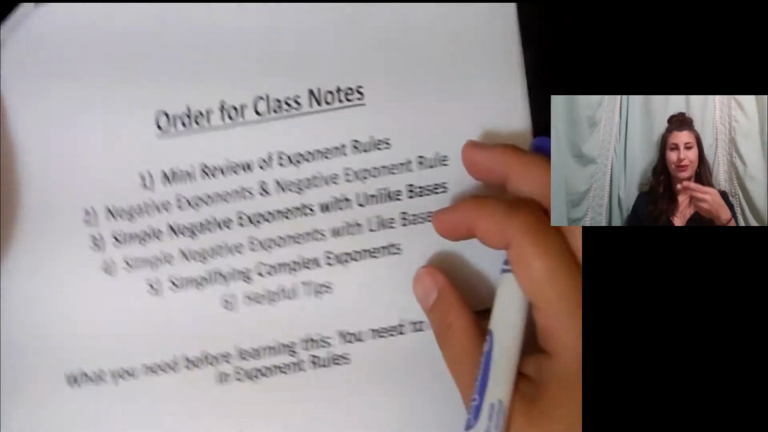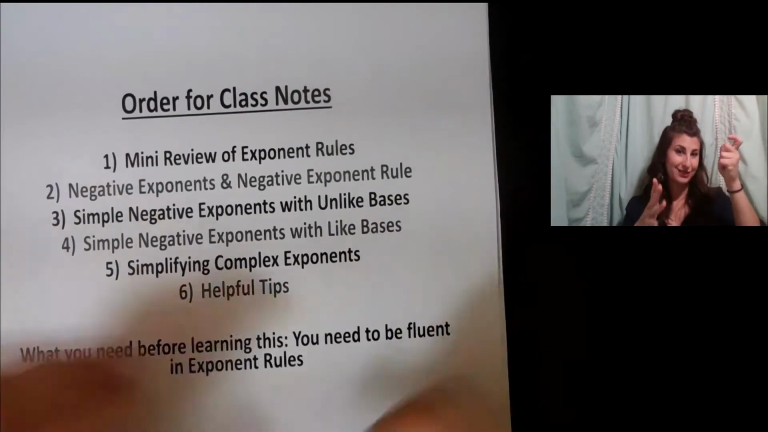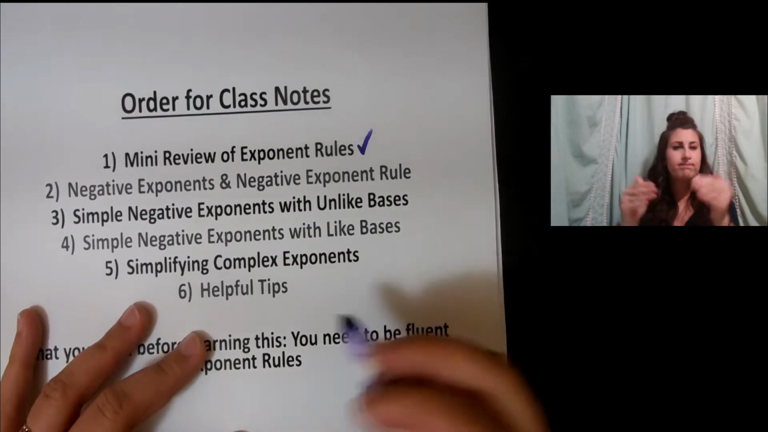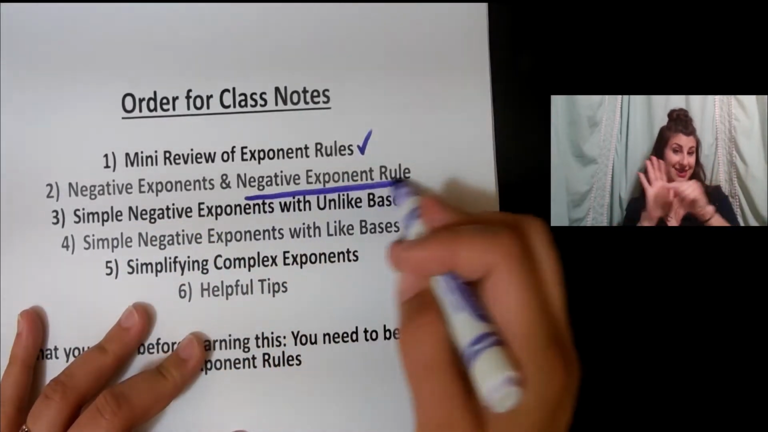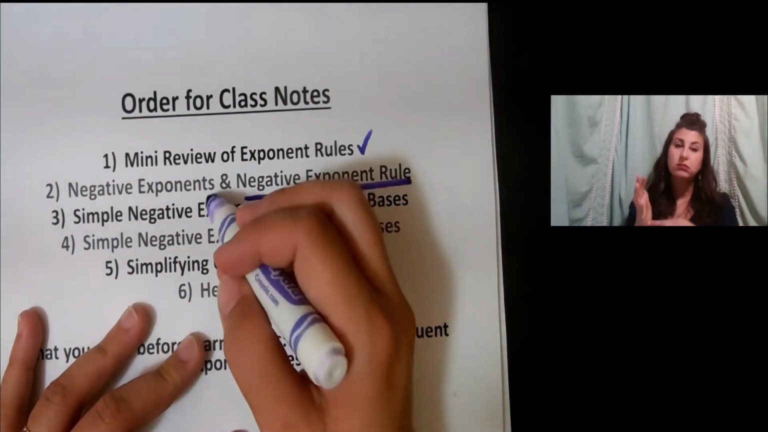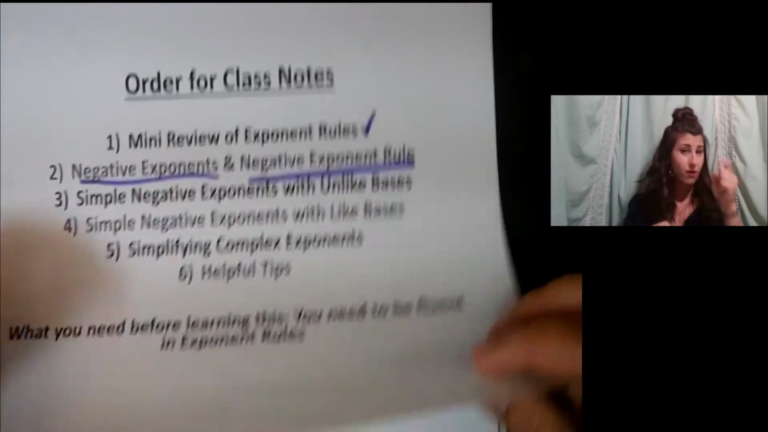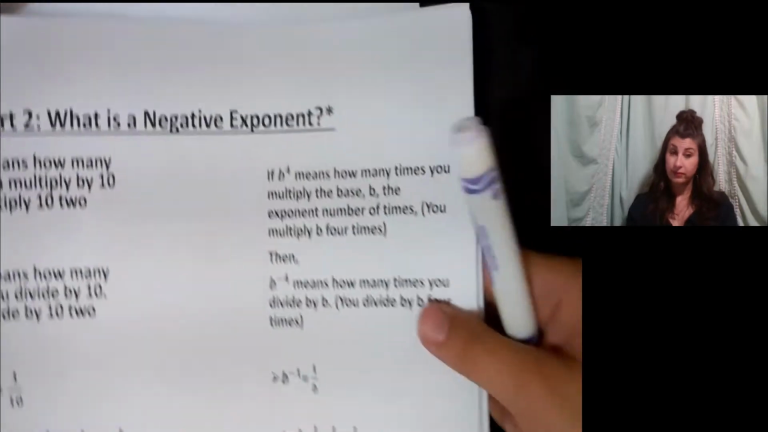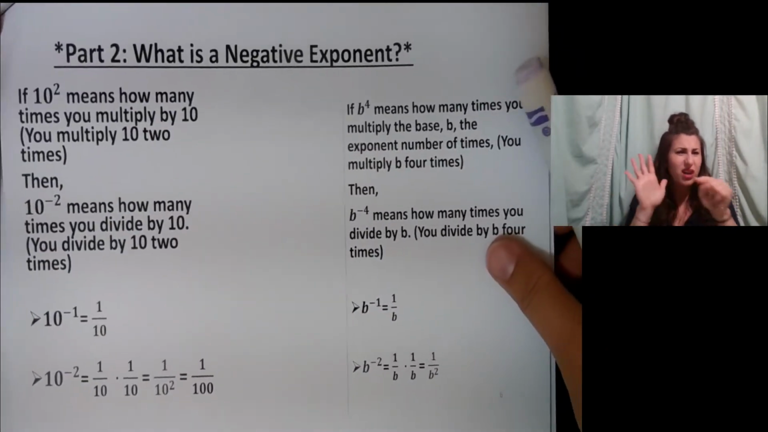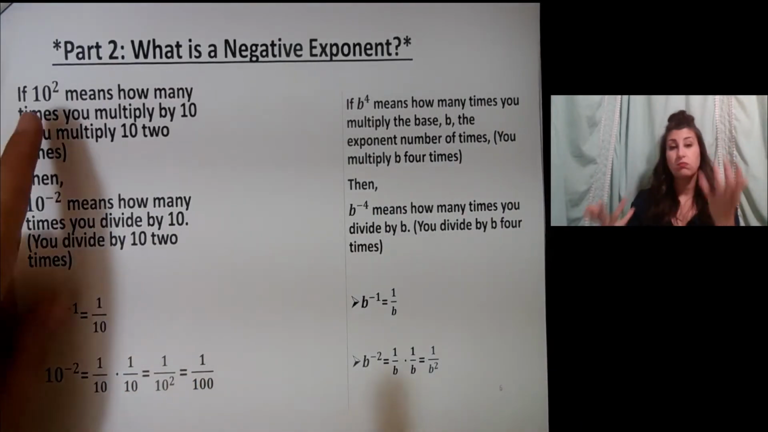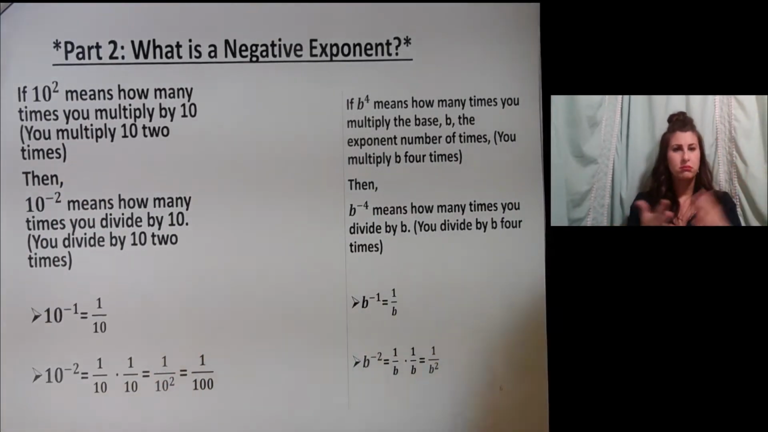So that was your mini review of exponent rules. We just covered that. Now we're going to be looking at the negative exponent rule. We're going to be talking about these negative exponents now for sure in this part. What is a negative exponent? That is a very important question. So let's think about this.